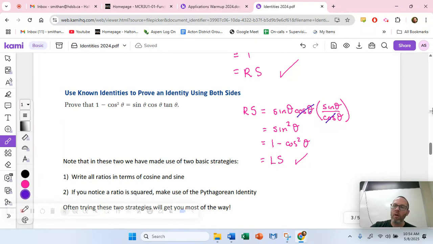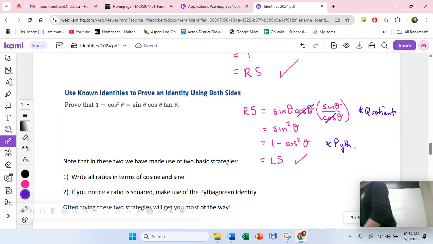Now, for the purposes of you guys going back and studying later, I'm just going to add a little note here. We use the quotient identity at that step, and then we use the Pythagorean identity, I'll just say Pyth, at that step. So those two examples illustrated some basic strategies. Write things in terms of sine and cosine, or their reciprocals. Or if you see a ratio is squared, possibly use the Pythagorean identity.